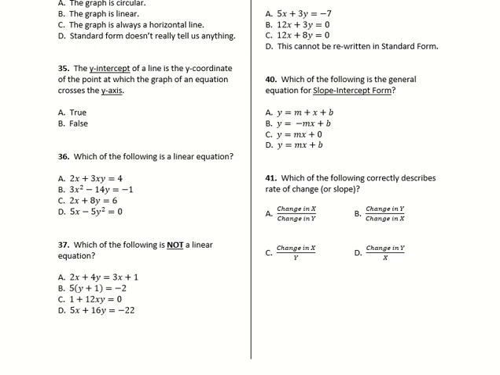36. Which of the following is a linear equation? A, 2x + 3xy = 4. B, 3x² - 14y = -1. C, 2x + 8y = 6. D, 5x - 5y² = 0.